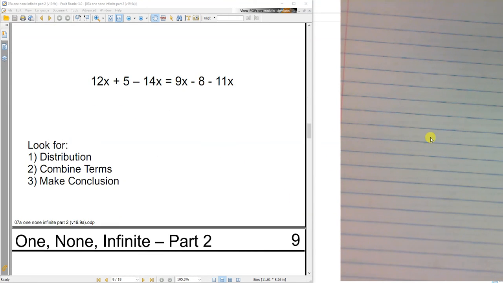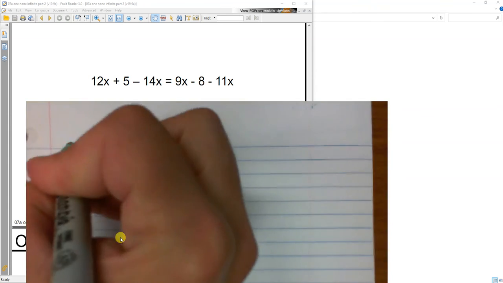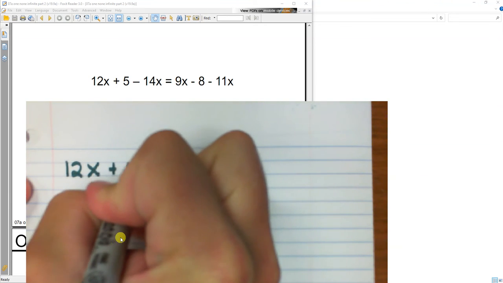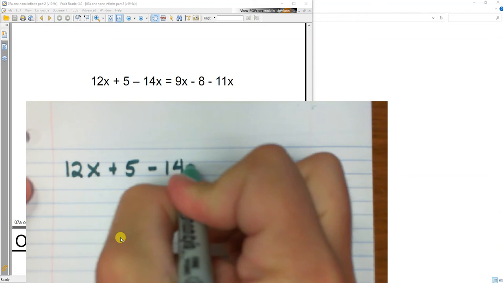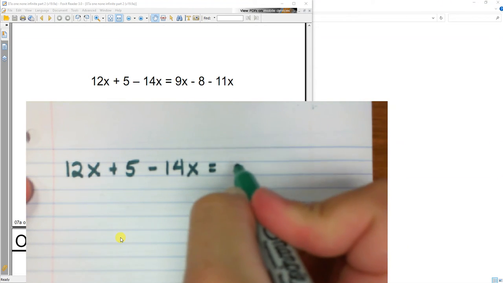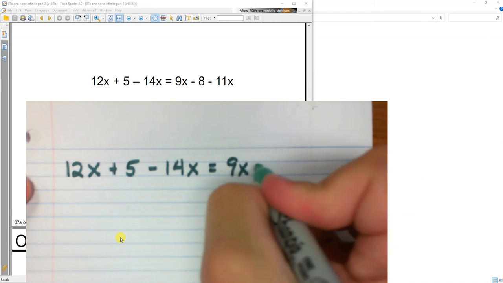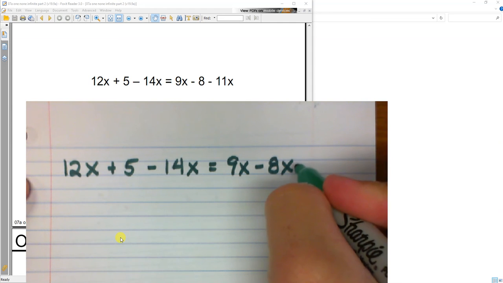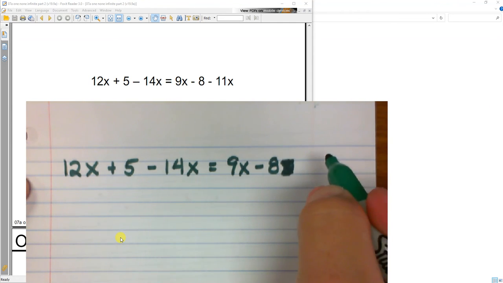So in our notes, let's write this one down. I have 12x plus 5 minus 14x equals 9x minus 8x minus, that wasn't an 8x, that's just an 8, isn't it? I'll get rid of that x. It's hard to erase Sharpie.